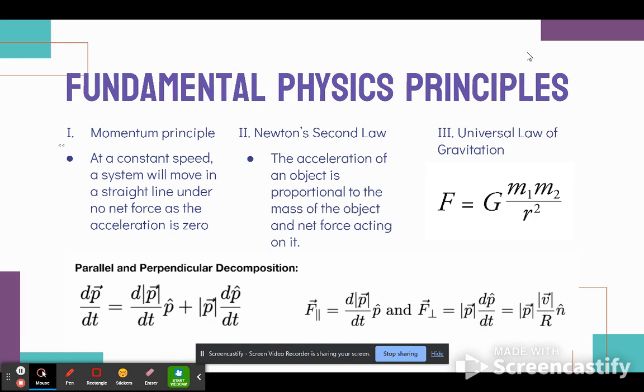Lastly, you have the net force decomposed into its parallel and perpendicular components. The parallel is the direction of the motion and describes speeding up or slowing down, while perpendicular describes the curving motion, or magnitude of momentum times velocity squared divided by radius, which points towards the center of the circle.